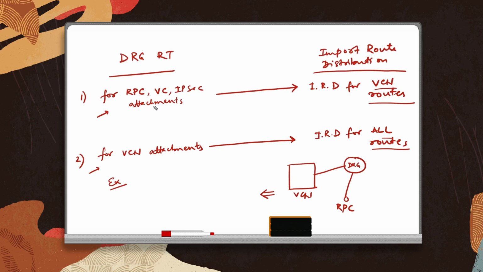That means in this route table, there will be a dynamic route for VCN. Because the route table for VCN attachments is importing the import route distribution for all routes. Therefore, in this particular route table, there will be two routes, one for the VCN and the other one for remote peering connection. So this is how it is going to work.